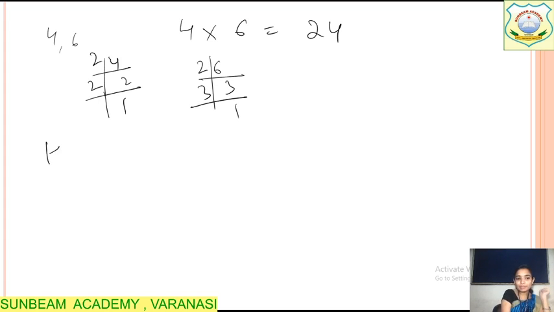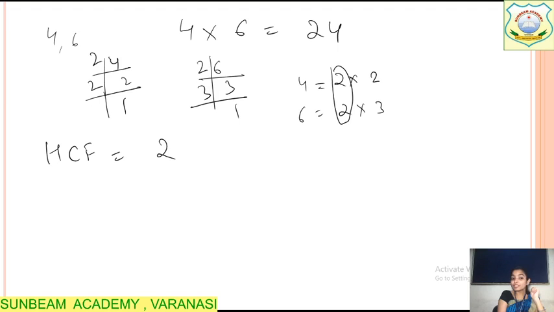अब सबसे पहले हम इसका HCF निकालेंगे. If we talk about 4, you can write like this: 2 multiplied by 2, and here 2 multiplied by 3. That is 4. That is 6. What is common here? 2. So HCF क्या हो गया?